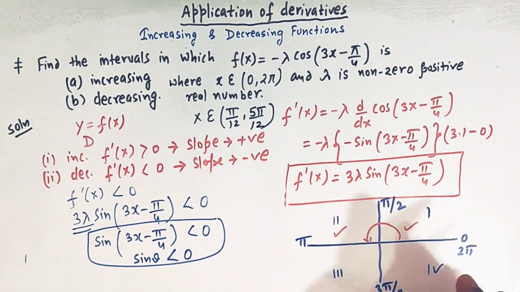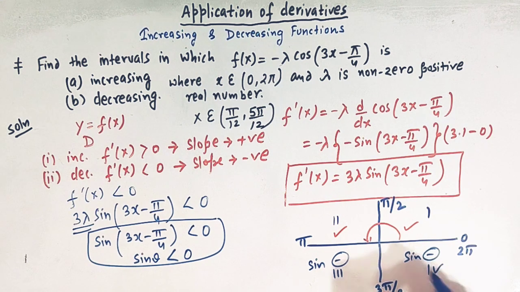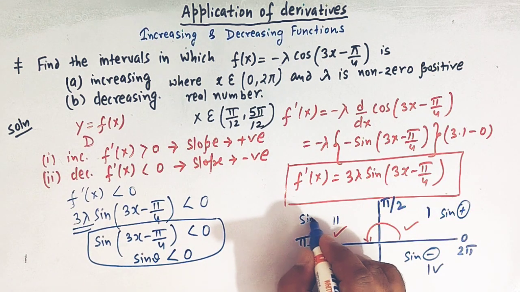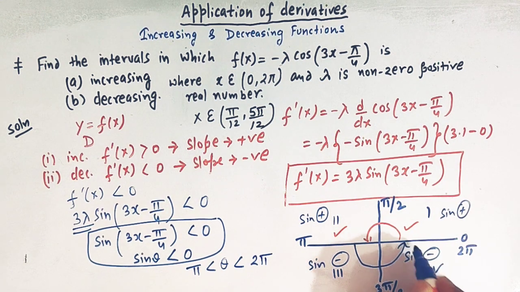And we know from the sign convention that the sine function is negative in the third quadrant and in the fourth quadrant. And in the first and second quadrant, the sine function is positive. So here we have sine theta less than 0. It means sine theta must be negative. So for those values of theta for which sine theta is less than 0, theta is greater than pi and must be less than 2 pi. So we go from pi to 2 pi.